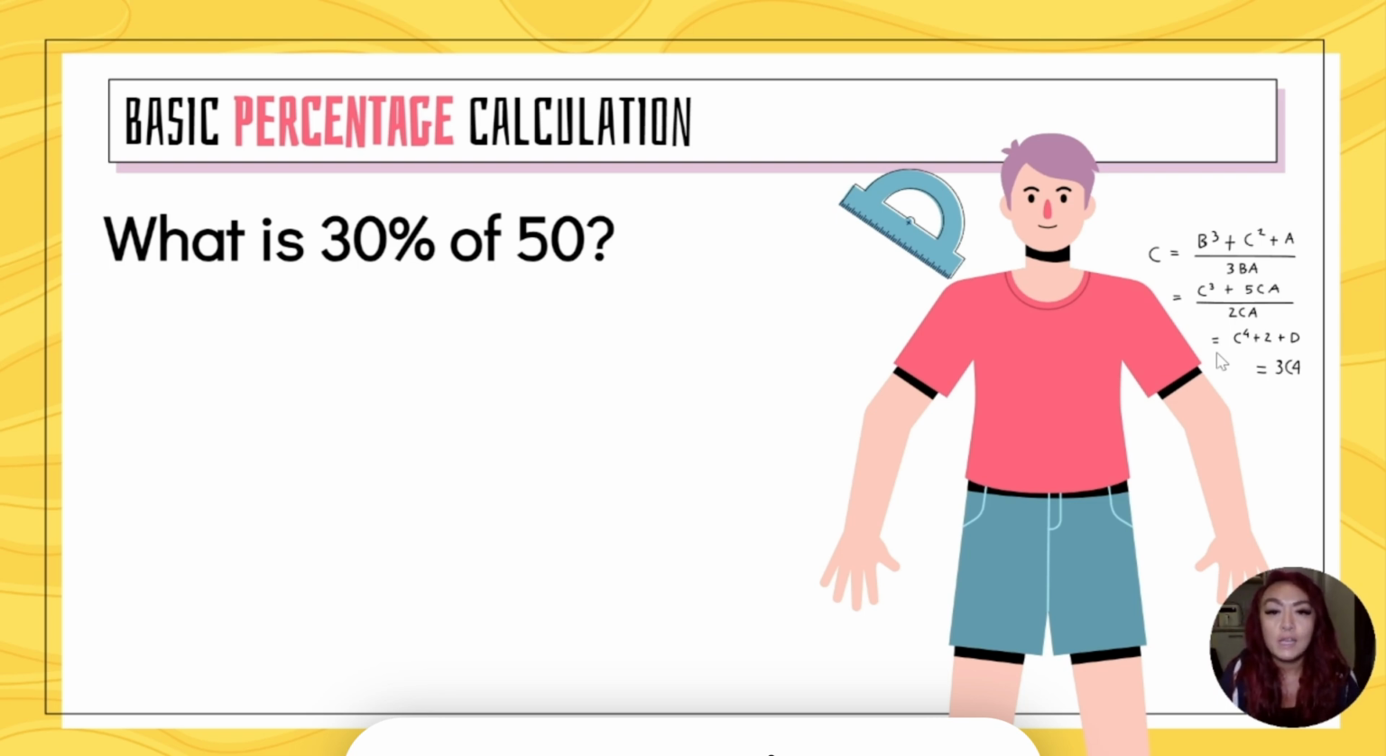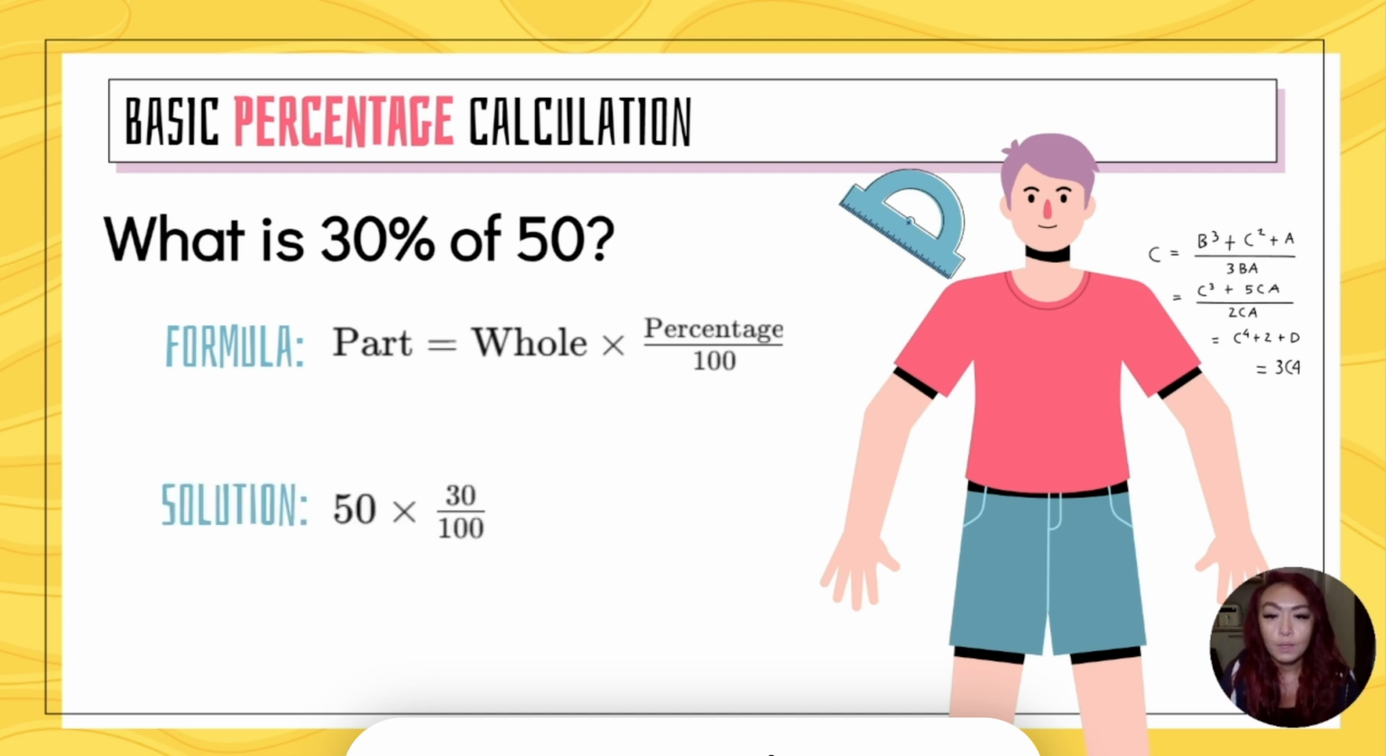What is 30% of 50? We're going to use the formula part equals whole times percentage over 100. So our whole is 50 times our percentage, which is 30 over 100. 30% is 30 over 100, and we get 15. Or if you're using a decimal and not dividing by 100, then it would be 50 times 0.30, which is 15.